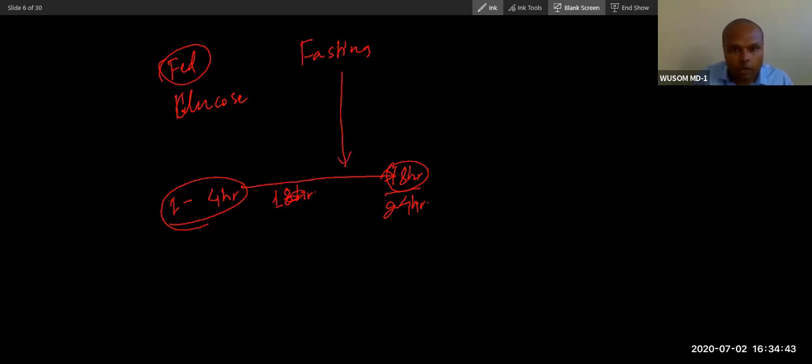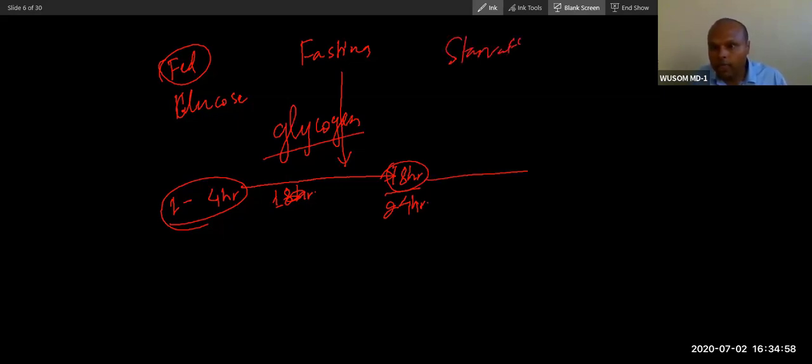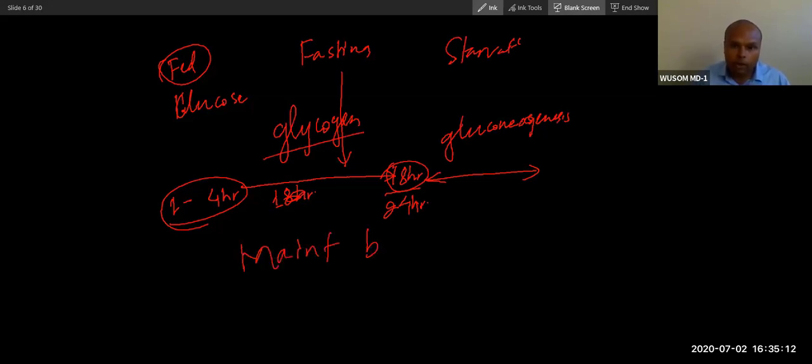Here, stored glycogen will supply the glucose. But the baby has very little glycogen. And then after fasting, there will be a starvation condition. After this period, there is a process called gluconeogenesis, which will maintain blood glucose.